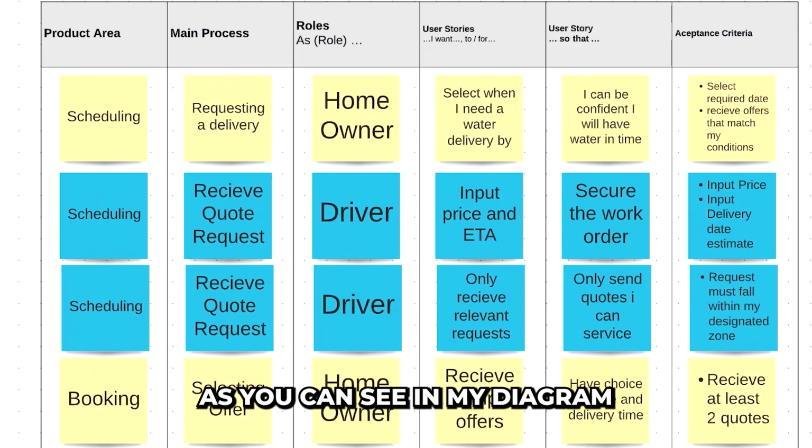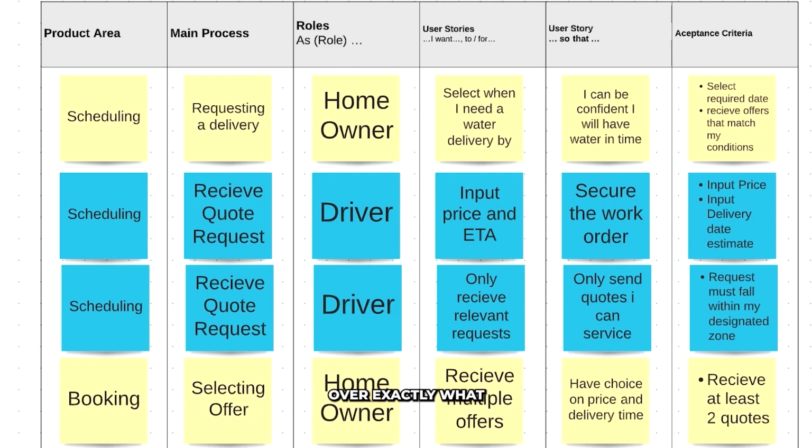As you can see in my diagram, one main process might have several rows of user stories that we need to create, and that's totally fine. In fact, the more you break it down, the better, because it just gives you that much more control over exactly what the end result is that we generate for our customer.